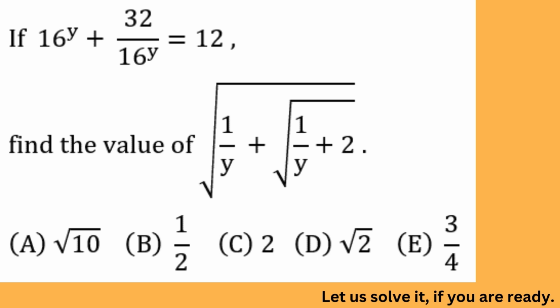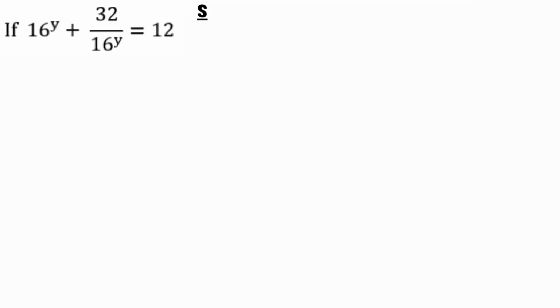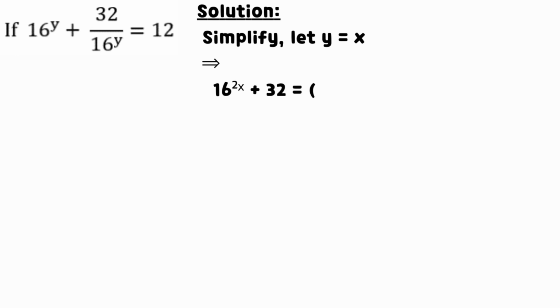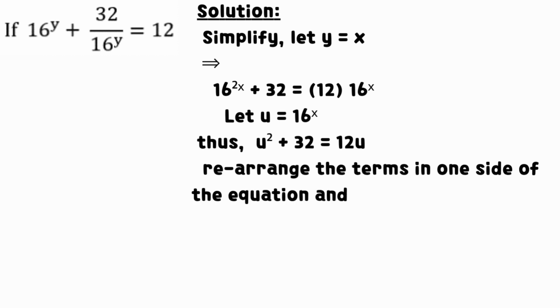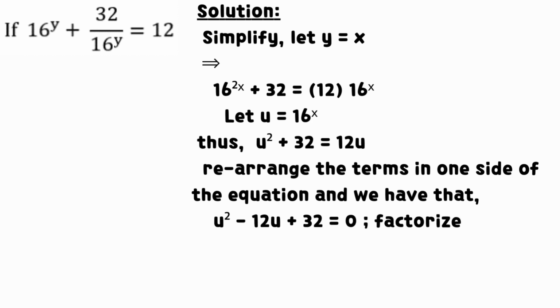What is the value of the given expression? Simplify. Assign y to be equal to x. This implies that the sum of 16 to the power of 2x and 32 equals the product of 12 and 16 to the power of x.